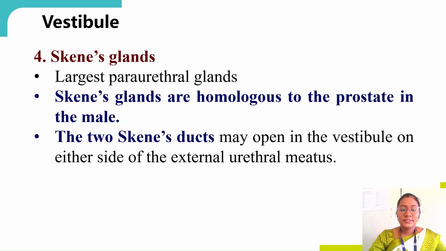The fourth one is the Skene's gland, the largest paraurethral gland. The Skene's glands are homologous to the prostate in the male. The two Skene's ducts may open in the vestibule on either side of the external urethral meatus.